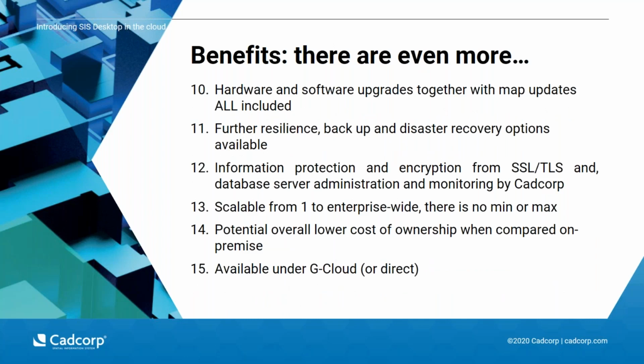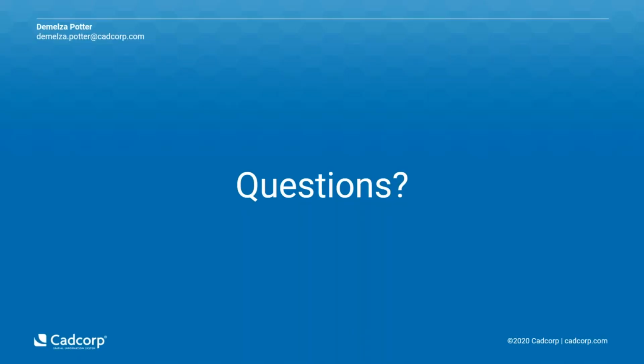There are some more. Number 10, hardware and software upgrades together with map updates are all included, so you're always on the latest release of desktop and mapping updates if you wish to use them. There are further resilience, backup and disaster recovery options available. Information protection encryption is provided from SSL and TLS, and database server administration and monitoring by Cadcorp also. It's scalable, so from one user to enterprise wide, there's no minimum or maximum numbers. And there's potential for overall cost of ownership to be lowered when compared with on-site. It's also available through G-Cloud, which is a popular procurement method, or obviously direct from Cadcorp. So hopefully that's given you lots of background information to take away from today.